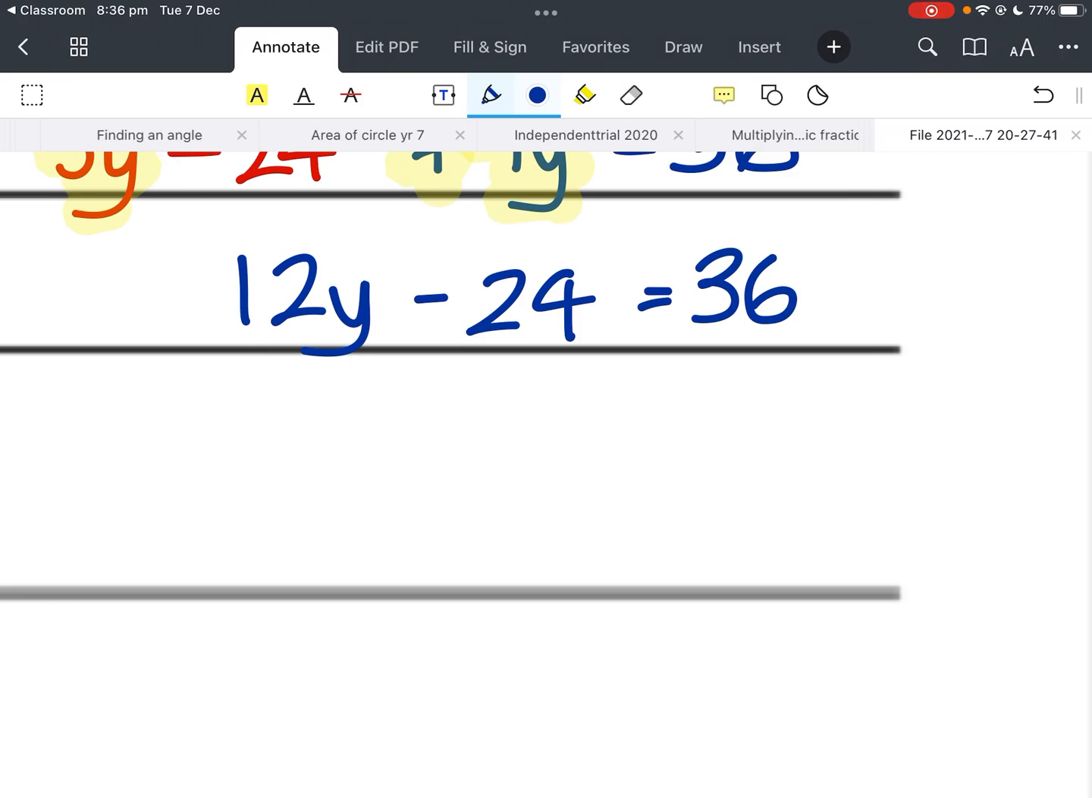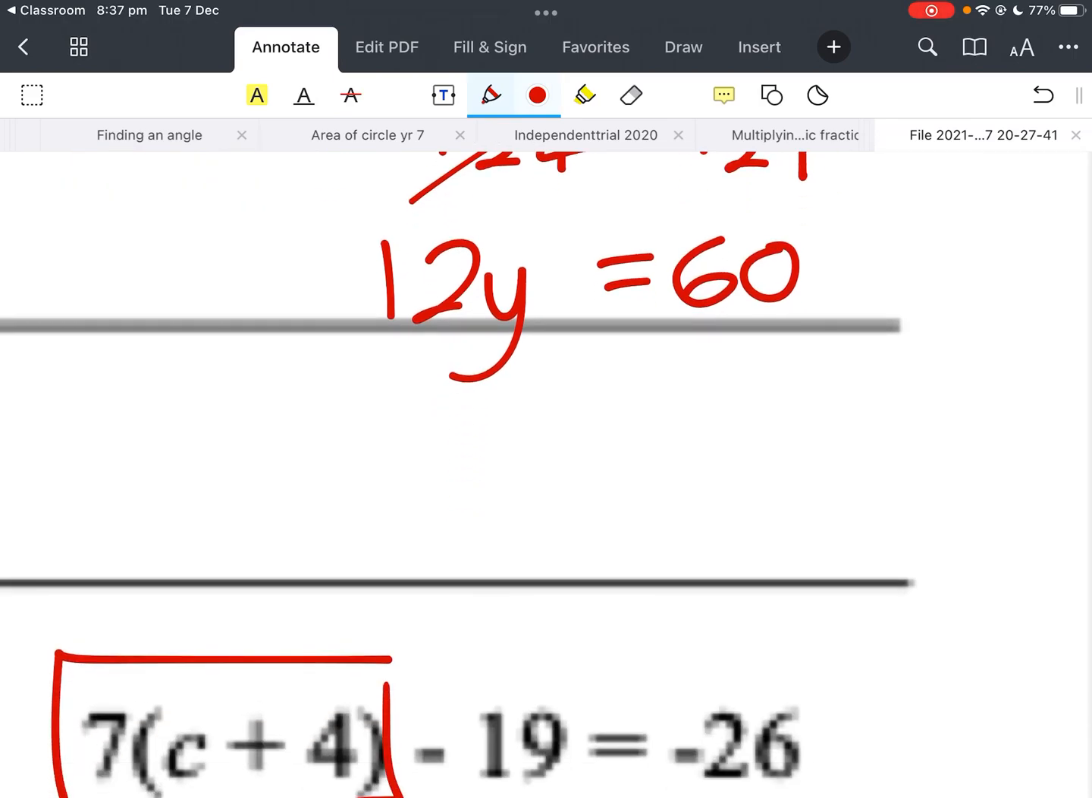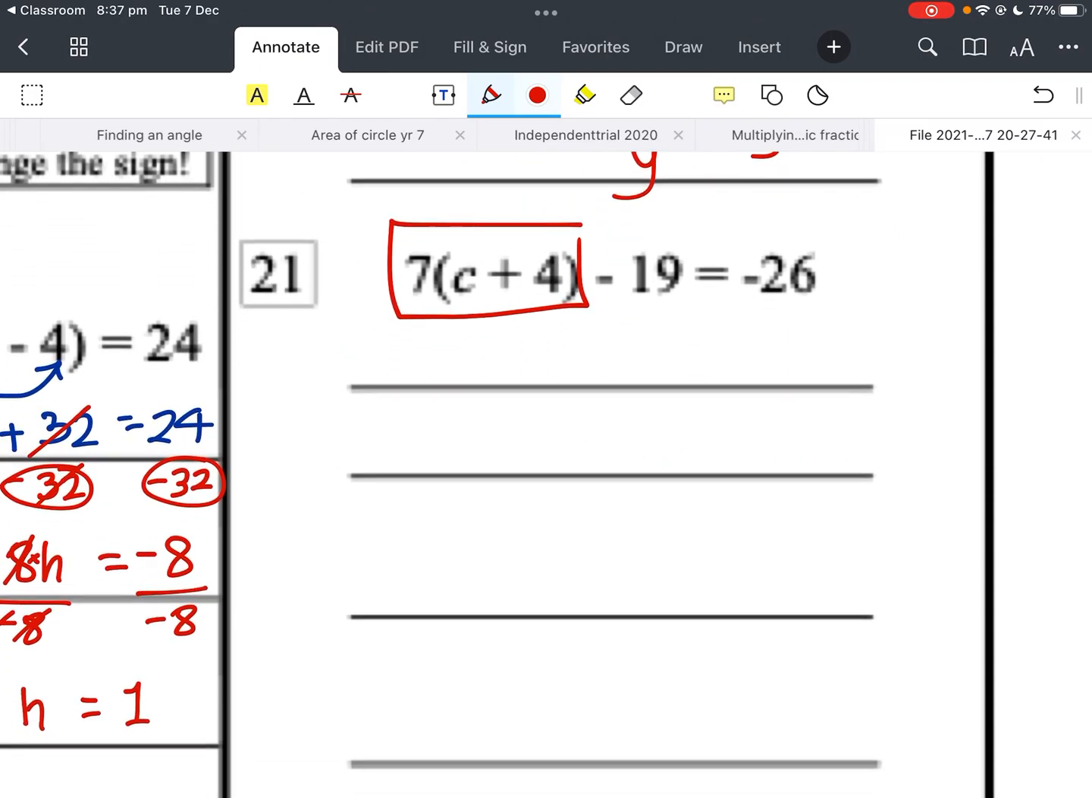Let's get rid of the minus number first. What's the opposite of taking away 24? Let's try a different colour. Add 24, miss. Do that to both sides. Okay, 24s cancel out, and I'm left with 12y equals 36 plus 24 is 60, isn't it? And now what's the opposite of timesing by 12? Remember, that's a times. The opposite is to divide. 12 cancels out. If there's the same number on the top as on the bottom, you can cancel them out. How many 12s in 60? I believe that's 5.